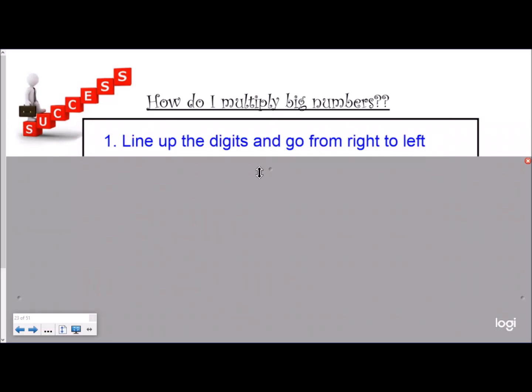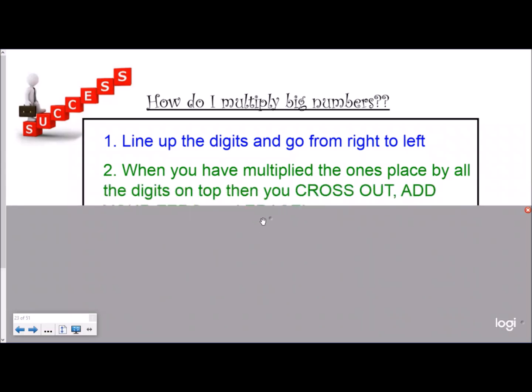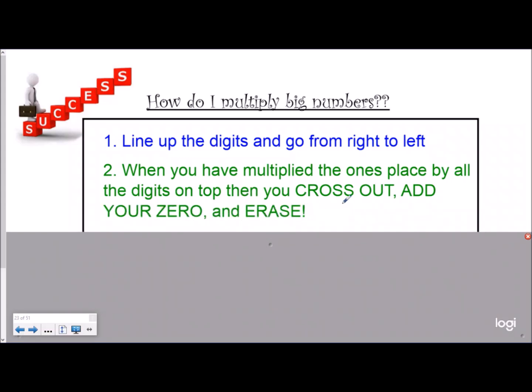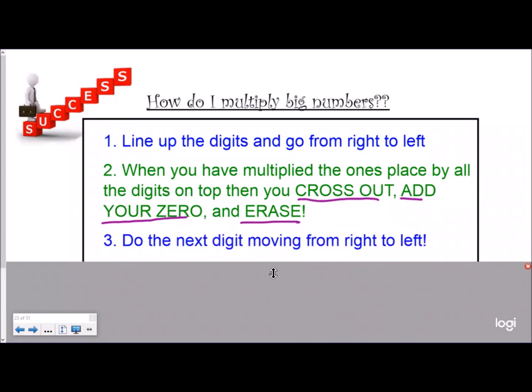First of all, you line up the digits and you go from right to left. When you've multiplied the ones place on the bottom factor by all the digits on top, then we cross out, add your 0, and erase. These are 3 very important steps that you do every time if you have a digit in the tens place. And then our last one, you do the next digit, which would be the digit in the tens place, the same exact thing from right to left.